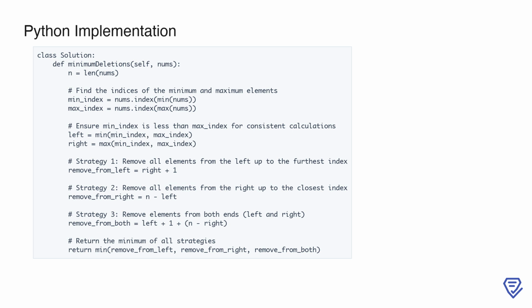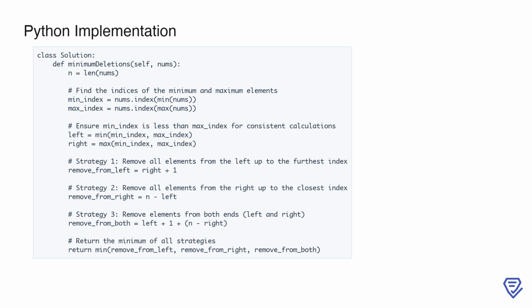Strategy 3. Remove elements from both ends. This involves removing elements from the left up to left index and from the right up to right index. The total deletions required are left + 1 + n - right. 5. Returning the optimal result. The minimum number of deletions among the 3 strategies is calculated using the min function. This value is returned as the result.